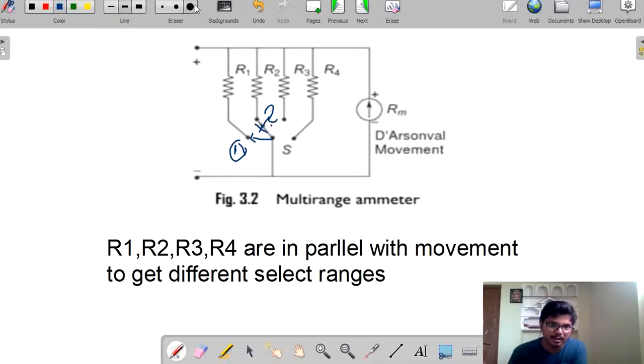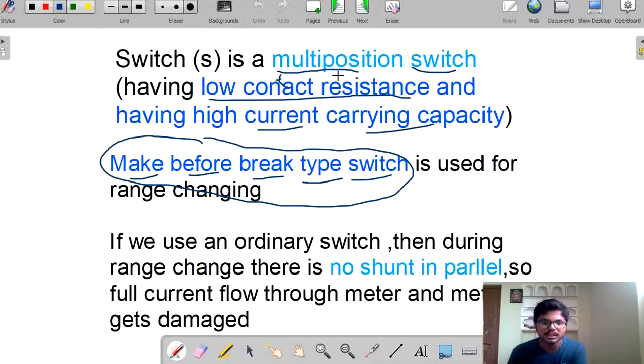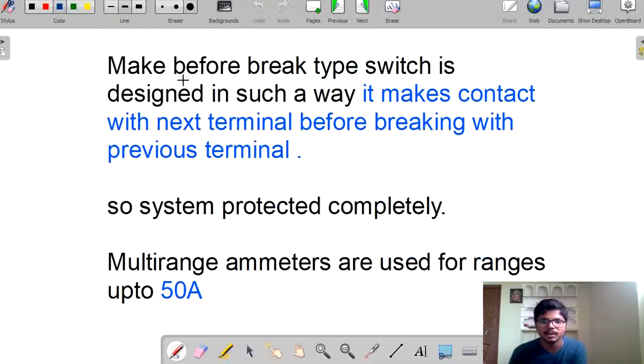Yeah, with the normal switches we are unable to do this operation. So to do this operation we are using make before break type switch. If we use an ordinary switch, then during range changing there is no shunt in parallel. So full current flows through the meter and the meter gets damaged. In order to avoid this we are using this type of switch. Make before break type switch is designed in such a way that it makes contact with the next terminal before breaking with the previous terminal. So my system is completely protected.